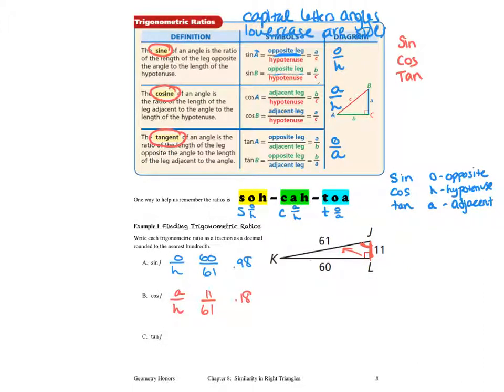And now let's do tangent of J. Tangent is opposite over adjacent, the TOA. So opposite would be 60 over the adjacent, which is the touching leg, that's 11. So 60 over 11, which is 5.45. I'm going to add in the about symbol on all of these since we rounded.